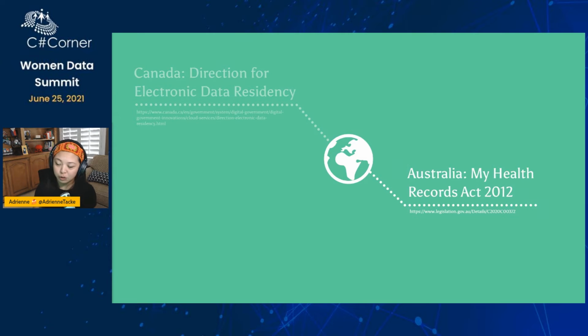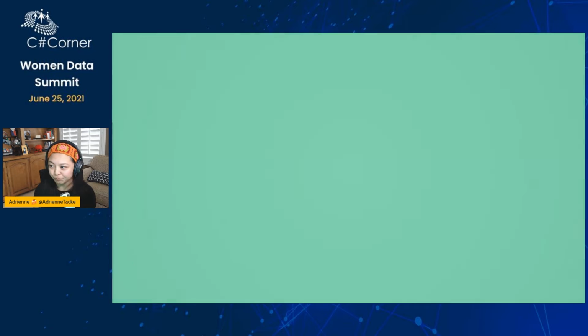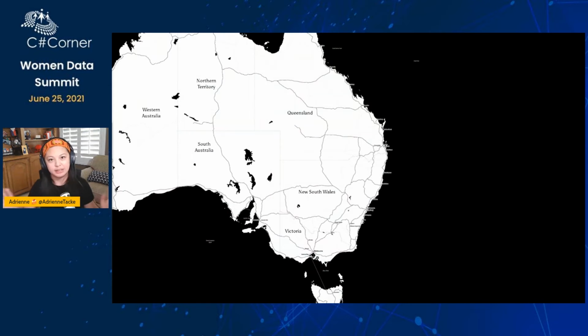Another really quick example of this is in Australia. They had a very similar piece of legislation, called the My Health Records Act of 2012. And it's the same thing. What this means is that any information of their residents related to healthcare, if they were processing it or storing it, had to remain within Australia. So if we take a look at the landscape of Australia, it's fairly similar, and you'd be surprised at how many other places are like this.